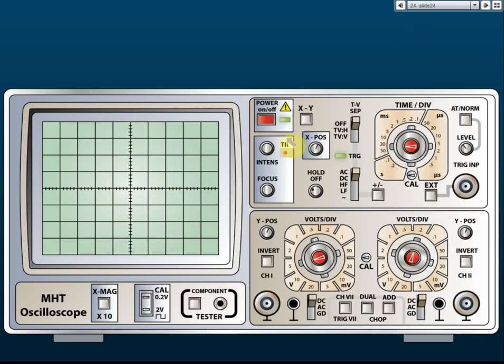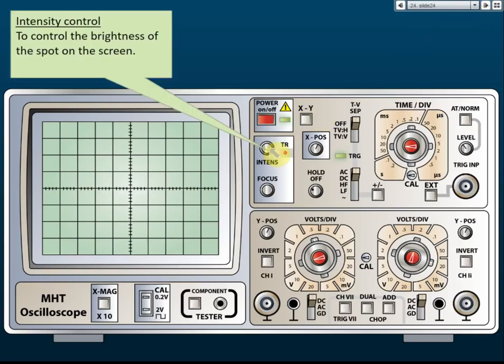Then we have the intensity control. This is controlled by the control grid, as I told you just now. The control grid controls the amount of electrons, and hence controls the brightness. So this knob adjusts the voltage of the control grid, and hence controls the brightness.